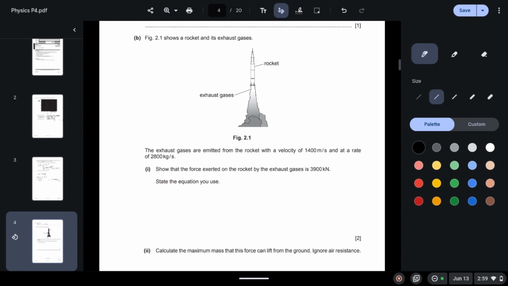The figure shows a rocket and its exhaust gases. The exhaust gases are emitted from the rocket with a velocity of 1400 meters per second and at a rate of 2800 kilograms per second. Show that the force exerted on the rocket by the exhaust gases is 3900 kilonewtons. State the equation that you use.